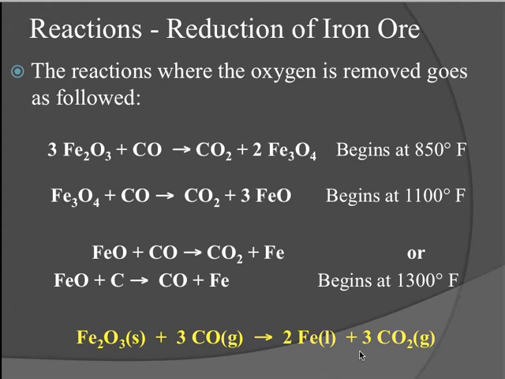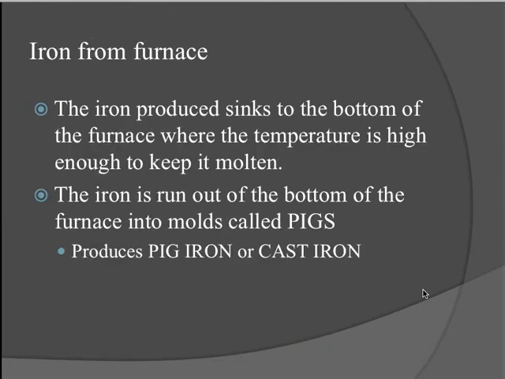Notice that the iron is in its molten form. It's pretty hot at the base of that blast furnace. So the iron produced sinks to the bottom of that furnace where the temperature is high enough to keep it molten. That iron is run out of the bottom and it's poured into molds called pigs, and it produces what they call pig iron or cast iron.